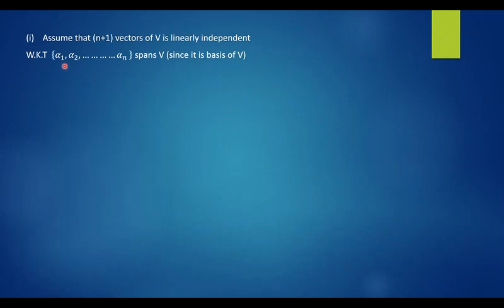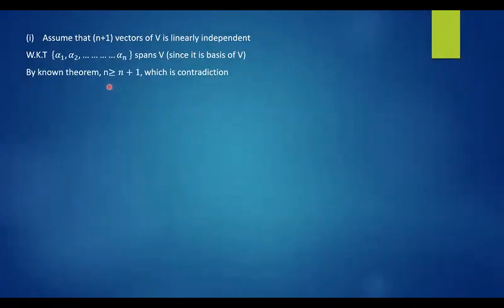So we know that alpha 1 to alpha n are the basis elements of V, so these elements span V. We know by the known theorem that the number of spanning vectors is always greater than or equal to the number of linearly independent vectors. Here we are considering n plus 1 vectors of V that are linearly independent, and n vectors span V. So by the known theorem, we can write n is greater than or equal to n plus 1, right? Instead of r, we have n plus 1 because we have assumed that n plus 1 vectors of V are linearly independent.